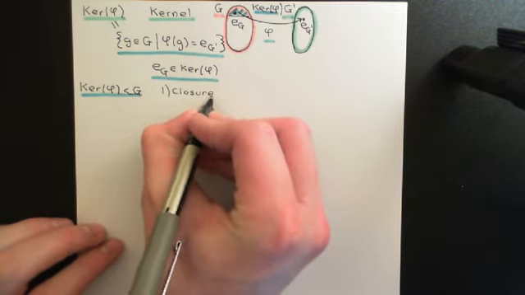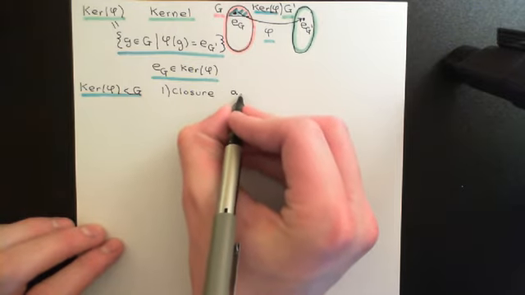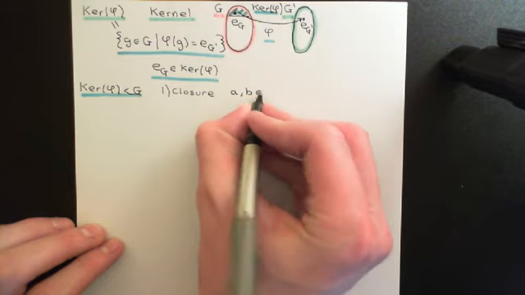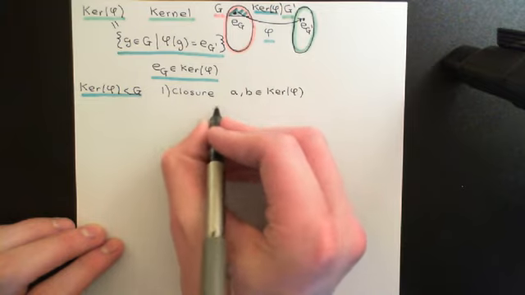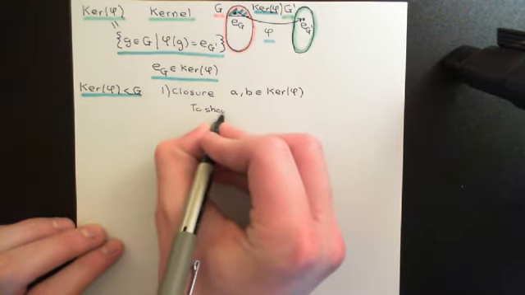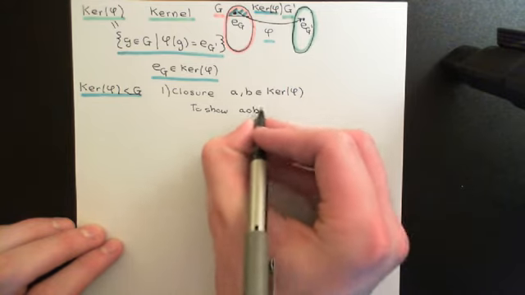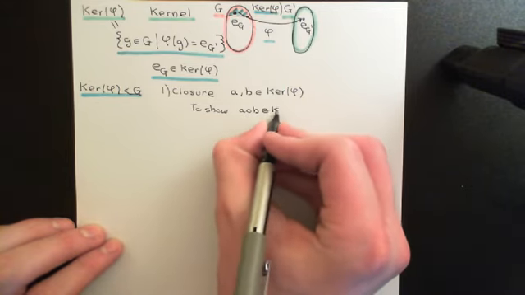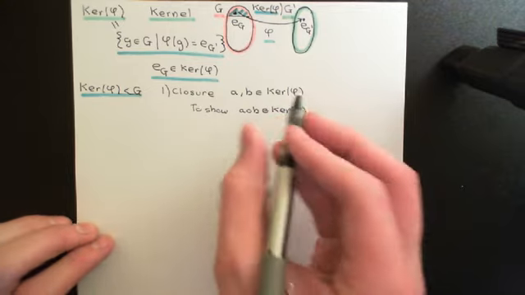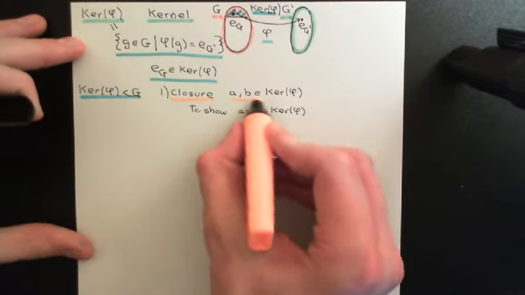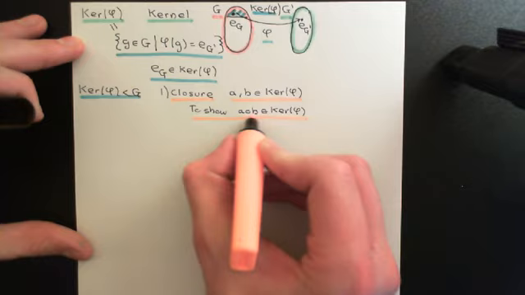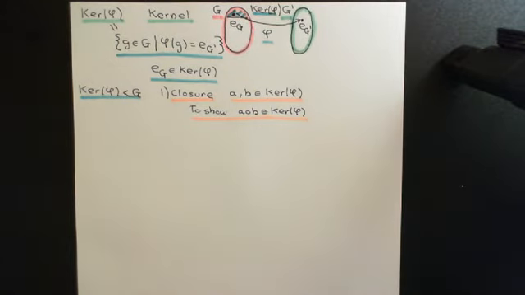We need to show that if we take any two arbitrary elements, let's say little a and little b, which are in the kernel of the homomorphism, then the two of them composed together, a composed with b, is also an element of the kernel of the homomorphism. If the kernel is going to be closed under composition, then those two things composed together have to be another element in the kernel of the homomorphism. That's what we need to show. So how are we going to do this then?